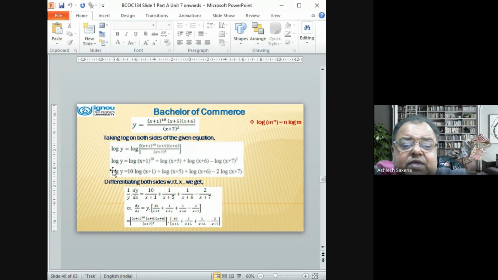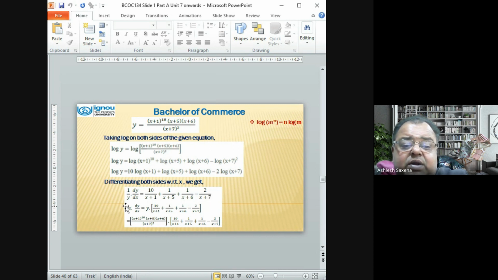Now we will apply the derivative on both sides. Log y will become 1 by y dy by dx is equal to 10 times the derivative of log (x plus 1), which is 1 upon (x plus 1). Nothing more to do because we have a linear power. Log (x plus 5) gives 1 by (x plus 5). Log (x plus 6) gives 1 upon (x plus 6). Minus 2 as it is. Log (x plus 7) gives 1 upon (x plus 7).